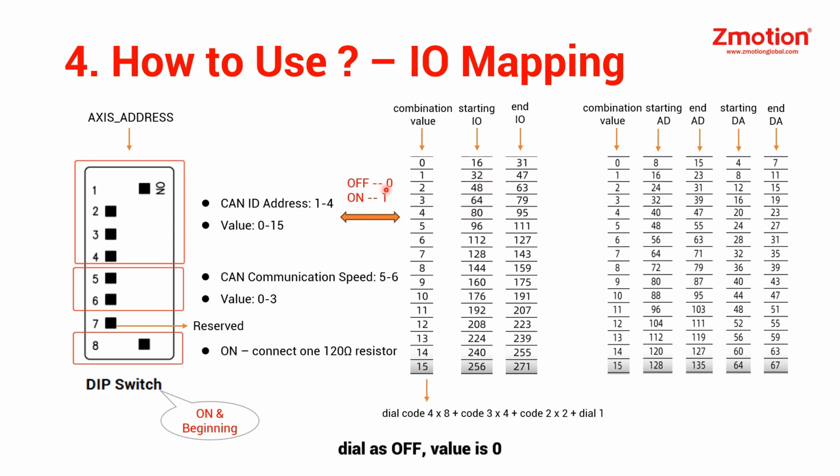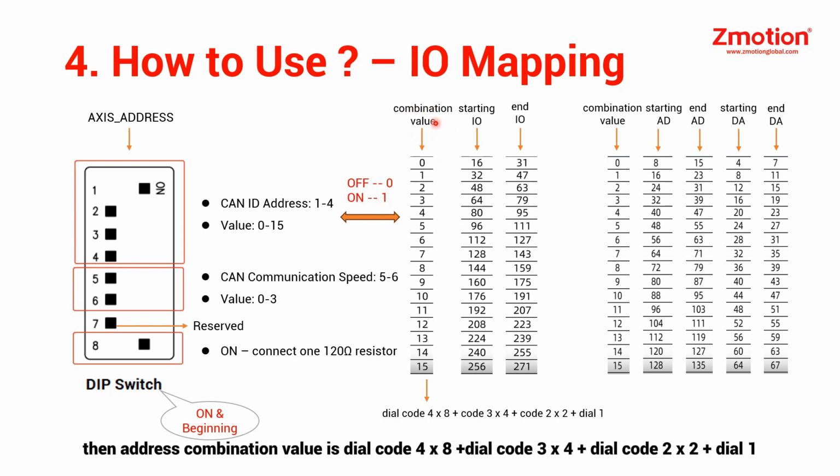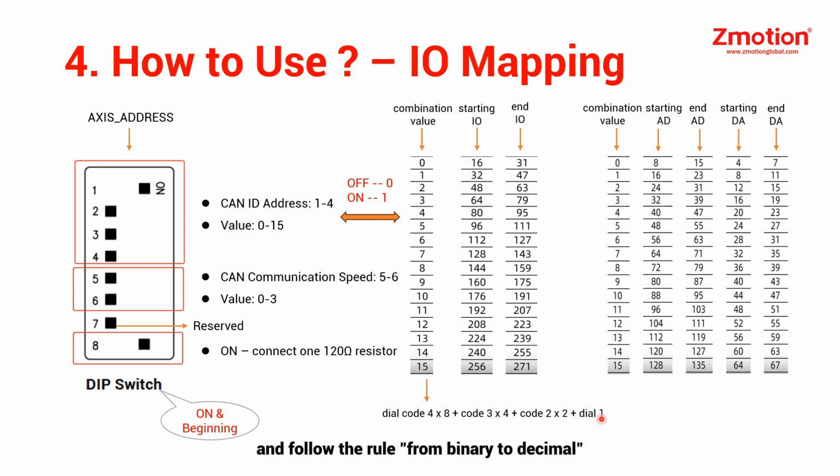Dial as off, value is 0. Dial as on, value is 1. Then the address combination value is dial code 4x8 plus dial code 3x4 plus dial code 2x2 plus dial 1. And follow the rule from binary to decimal. Dial code 4 is the high bit, code 1 is the low bit. It can be seen it starts from 16. I/O range is 16-31. Please note the DIP switch must be set before power on.